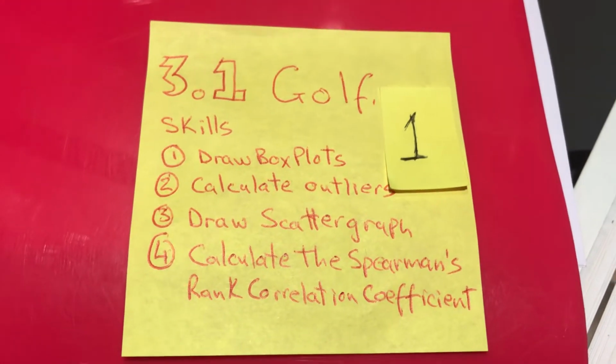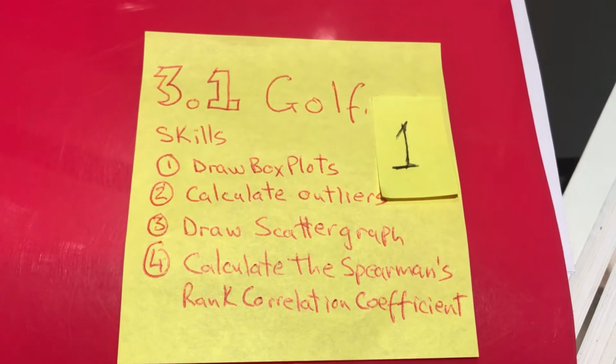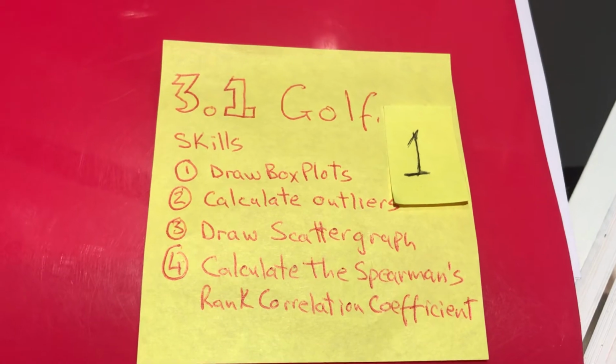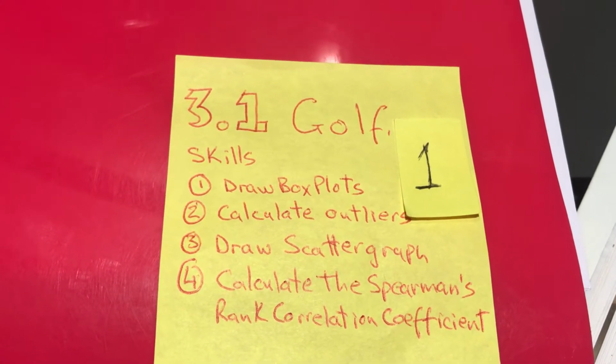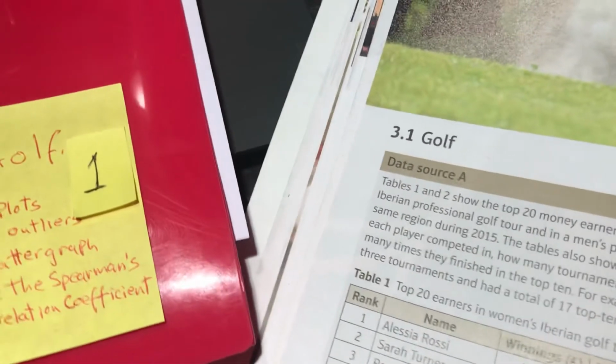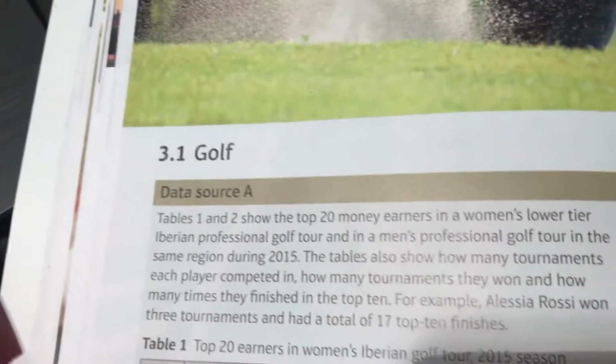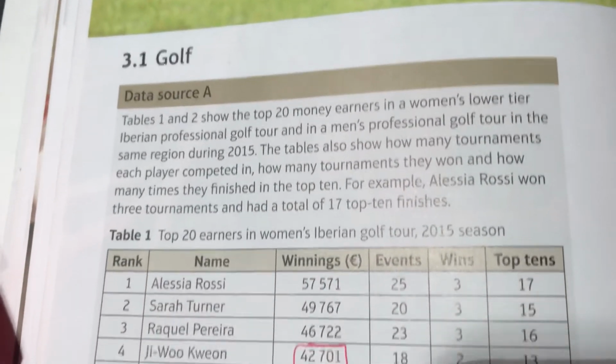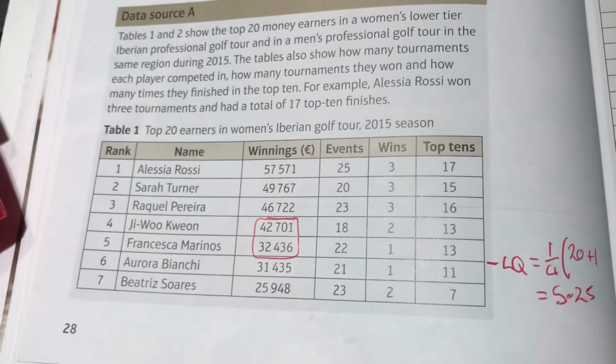Good morning. We're going to be looking at chapter 3.1, golf, and the skills we're going to be looking at are drawing box plots, calculating interquartile ranges, etc. In this section you'll see there are three tables.